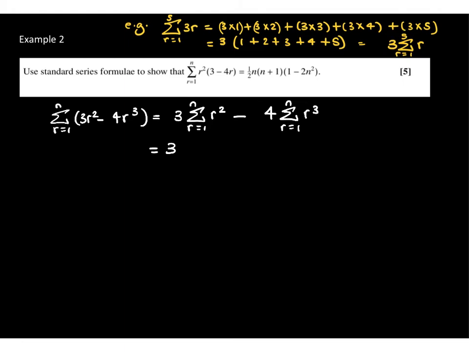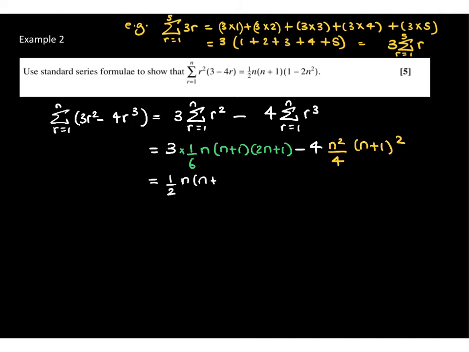Now our generalised result for the sum of r squared is, of course, 1/6 n (n plus 1)(2n plus 1). And then we want to subtract 4 multiplied by our generalised result for the sum to n terms of r cubed, which is n squared over 4, (n plus 1) all squared. So we get a little bit of simplification here. This becomes a half n (n plus 1)(2n plus 1) minus n squared (n plus 1) squared.